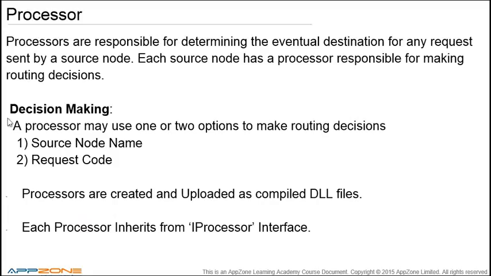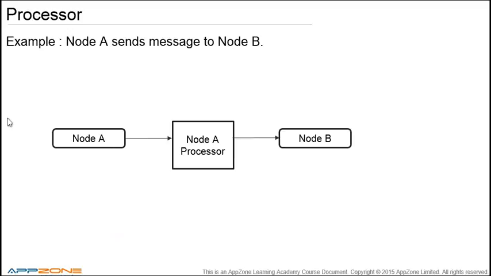So processors are created and uploaded as compiled DLL files. Each processor inherits from the processor interface that has two main methods: the pre-process method and the post-process method. The pre-process method is called whenever message broker needs to make a routing decision, whenever a request comes from a source node. It takes in two parameters, source node and the request code. Once that method is called, the output expected from the processor is the destination node for that particular request.